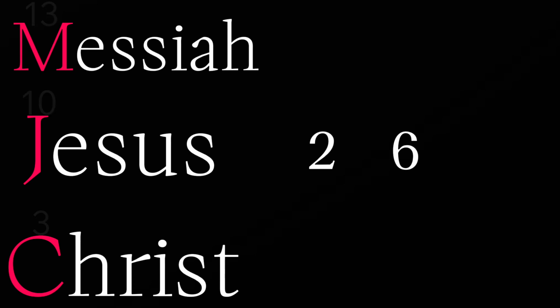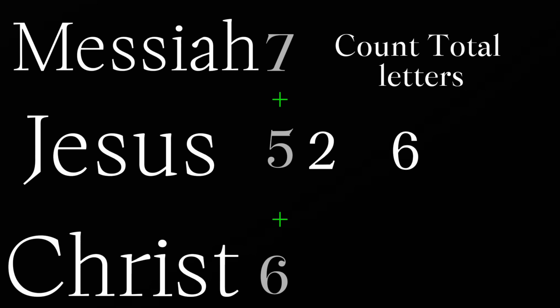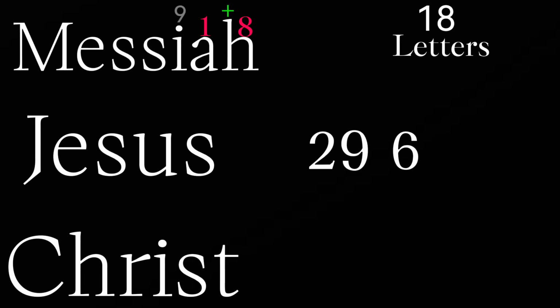Now, starting with Christ, let's count and add the total number of letters in all of the names. Added together, we get a total of 18 letters. We get 8 from the letter H and 1 from A. 8 plus 1 is 9, with I representing the 9. Now, let's add the alphabet to the corresponding letter in all of the names.